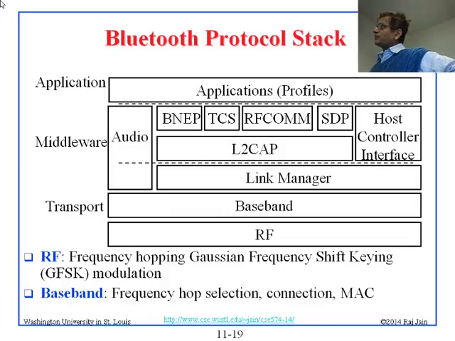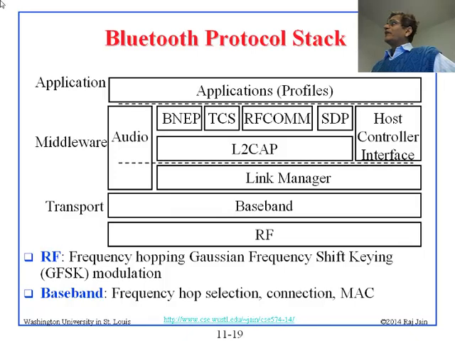Baseband is, in some sense, half PHY and half MAC, because it does the frequency hop selection, connection, and then the MAC. MAC is the medium access control, so that is in this one. So this is pure radio, and this is some computation and things like that. Then there's a link manager, more of a management thing. On the side you have L2CAP, which is basically the logical link. Logical link control is very similar to LLC in IEEE, which goes just above the MAC. It allows you to multiplex many protocols into one.